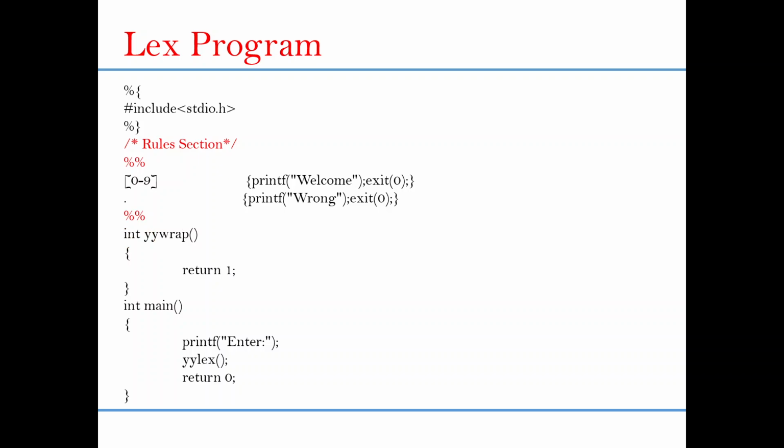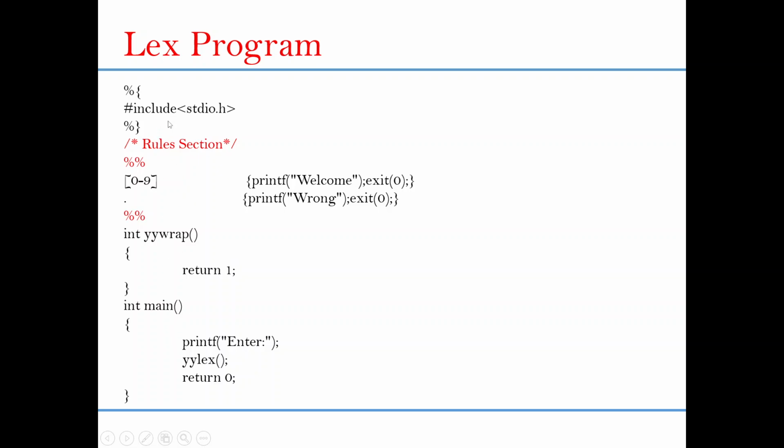And the additional function I am using here is wrap. I will explain later why we require that one. You need to keep this also, and it will return 1 if it is a success. If it fails, it will return 0 with respect to this wrap function. So this is the basic structure of a LEX program.